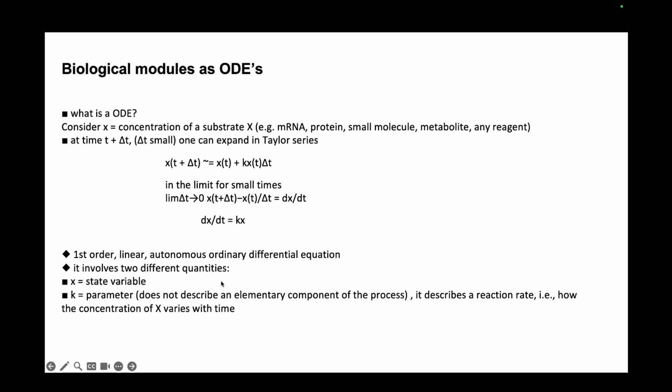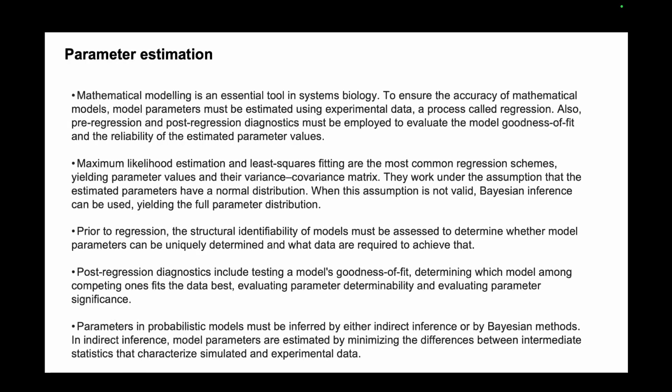Now, this parameter k, in most models, you need to estimate separately. There are various methods for that, statistically. One is maximum likelihood estimation and least square fitting. These are common regression schemes. They can yield parameter values and their variance covariance matrix. But there is an assumption that the estimated parameters have a normal distribution. And when this assumption is not valid, Bayesian inference can be used, yielding a full parameter distribution.